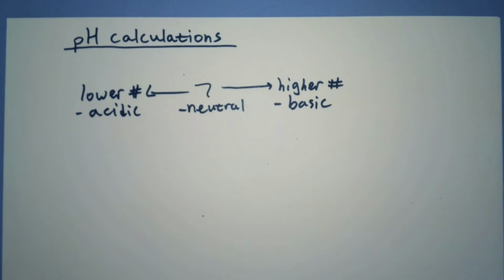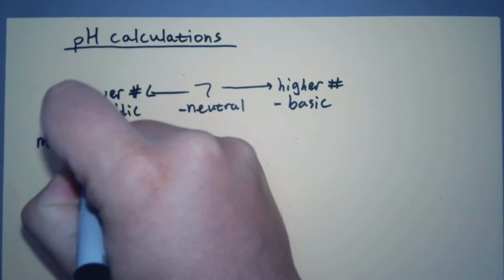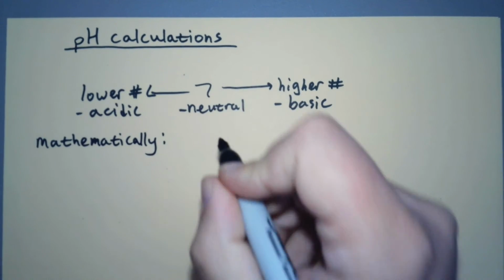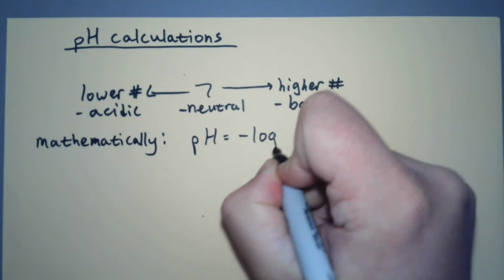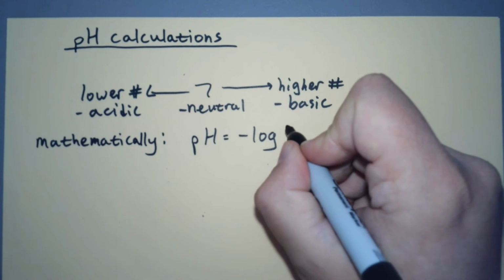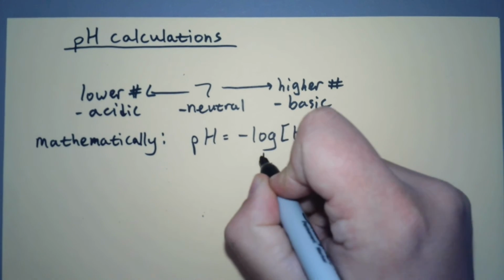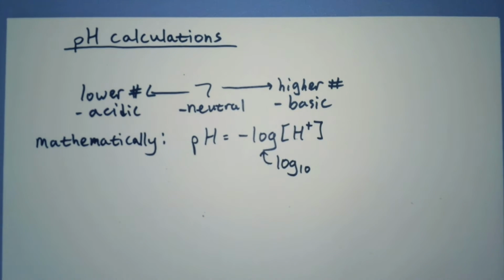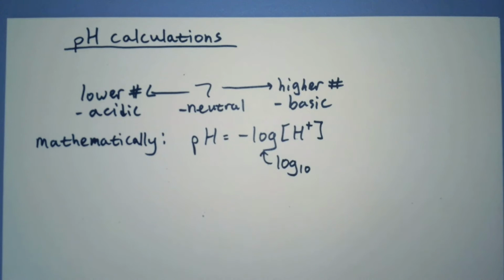So, let's just jump into it. Mathematically, that's what we're doing here. We're doing the math. Here's our formula. It's an exponential scale, so pH is going to equal the negative log of our concentration of H+. And this is log base 10, by the way. So you just find that log base 10 button on your calculator, and this stuff's not too bad.